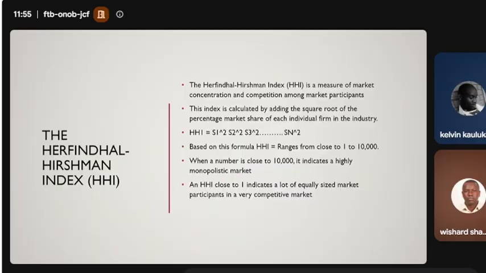Yes, we need to square. Or you followed the bullet point number 2. We're supposed to square. You square the percentages. You square the percentage and then you add.